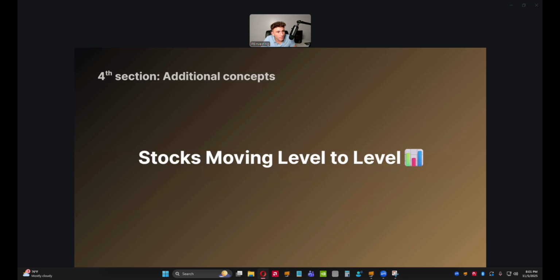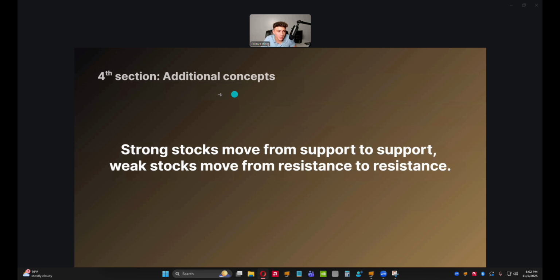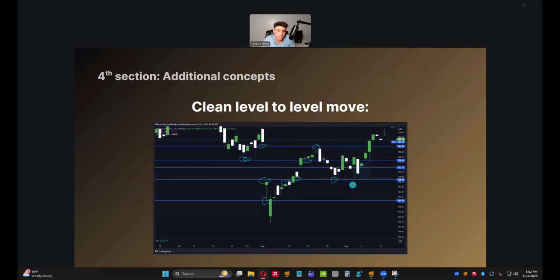Consolidation is basically chop. So look, guys, stocks move level to level. Nothing's random. Stocks are strong. They move from support to support and from resistance to resistance. So guys, this chart is probably very confusing to you, but don't worry, I'm going to go over everything.